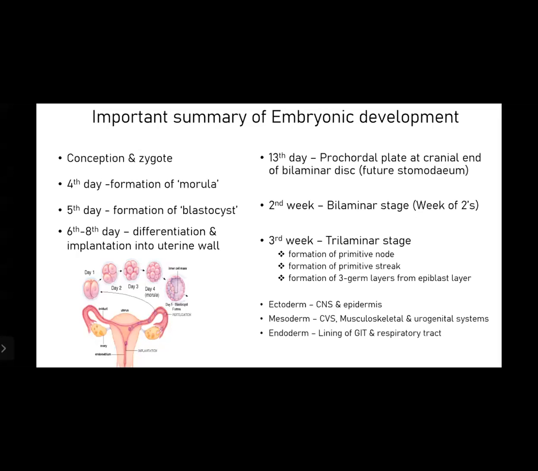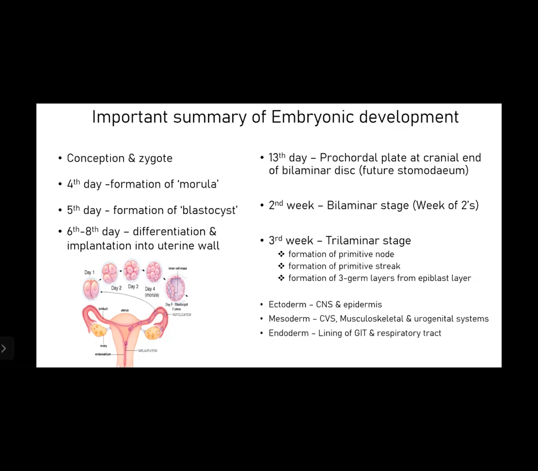Remember that all 3 germ layers, the ectoderm, mesoderm, and endoderm, are derived from the layer of the epiblast. The epiblast migrates downwards to form the endoderm, which is formed first. Then the mesoderm forms second, and finally the epiblast layer converts to the ectoderm.